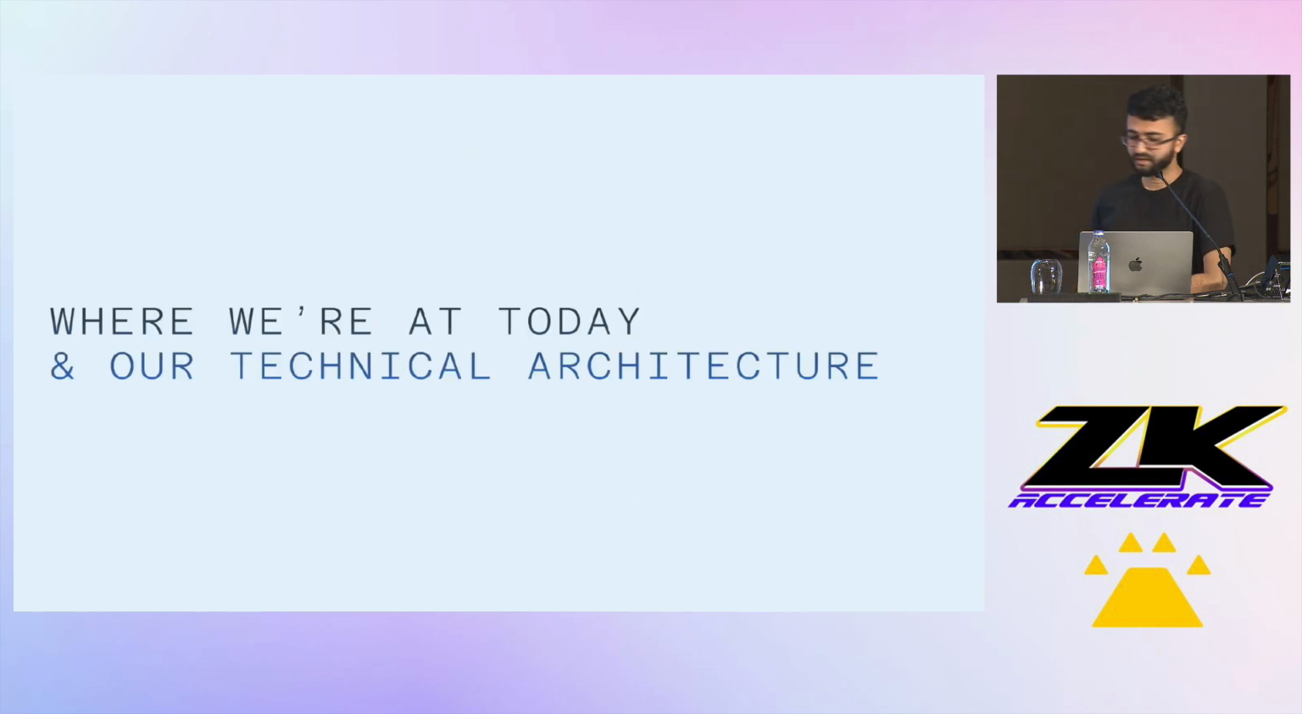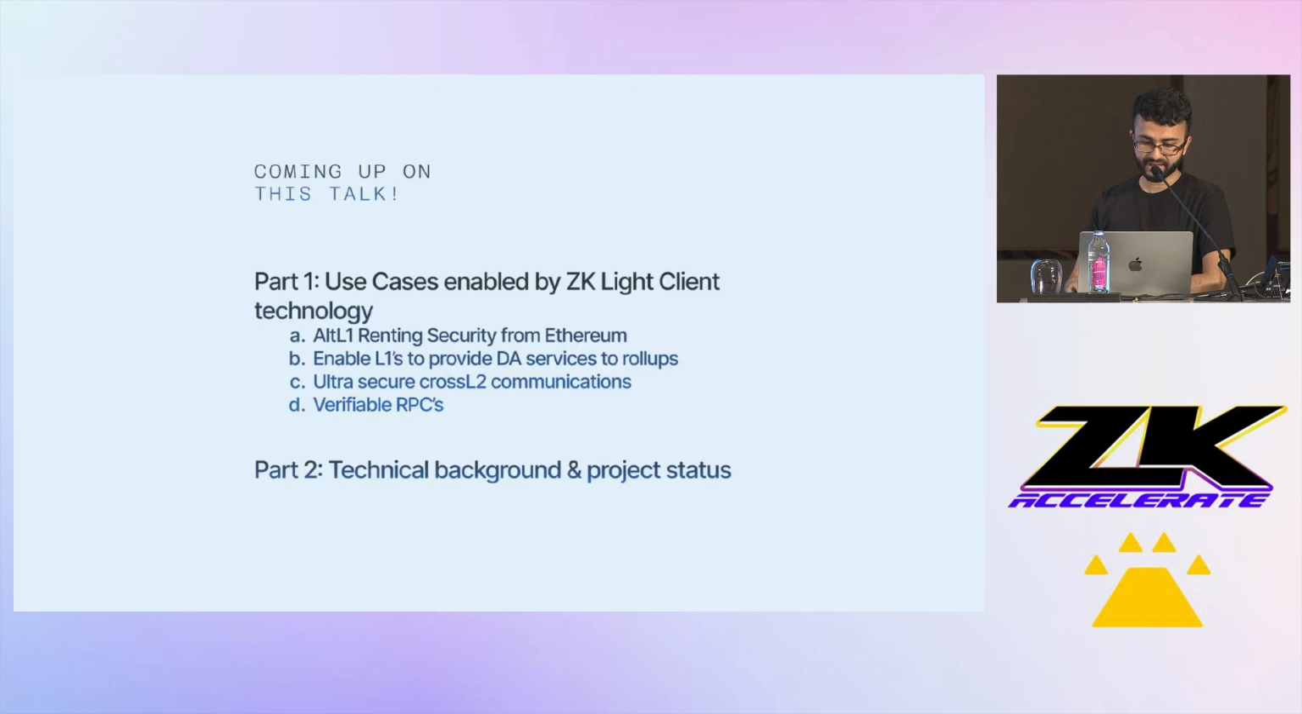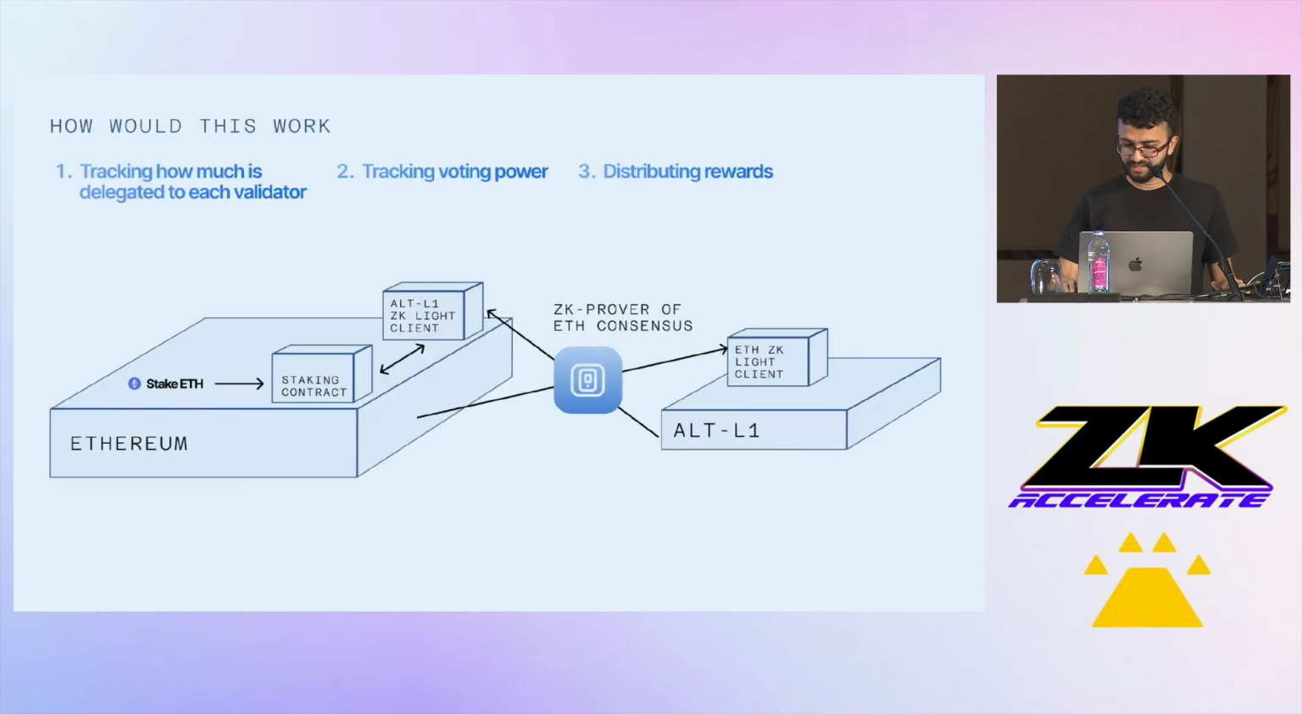Yep. And yeah, at this point, that's kind of the use cases I wanted to present. And just going back a bit, I just want to summarize the use cases that we've discussed. The first one is obviously renting security for all L1s from Ethereum, starting with Cosmos. Enabling your chain, which is on an alt L1, to essentially provide data availability services to Ethereum rollups. Ultra-secure cross L2 communications, enabling micro rollups to exist, and basically reducing the cost of these rollups, the cost of switching rollups, quite significantly. And of course, the last one we discussed, which is verifiable RPCs and client-side light clients. So that's the use cases I wanted to present.